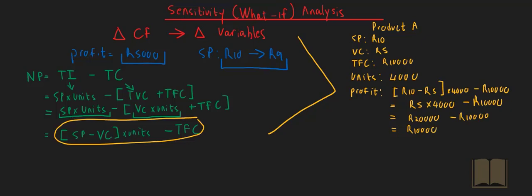The question then becomes, how sensitive is this profit to a change in the selling price? Or how sensitive is this profit to a change in the variable cost per unit? You could also say, how sensitive is this profit to a change in the fixed costs? How sensitive is this profit to a change in the number of units? Regardless of which variable you're supposed to check in order to determine the sensitivity of the profit to that variable, the calculation remains the same. Let's have a look at how this works, again, by way of an example.